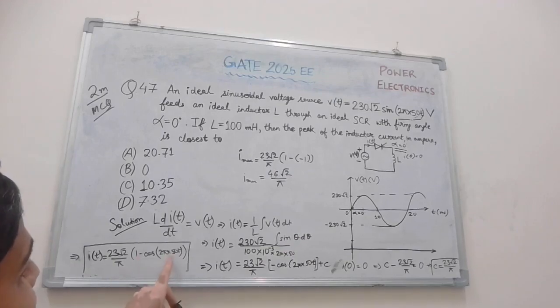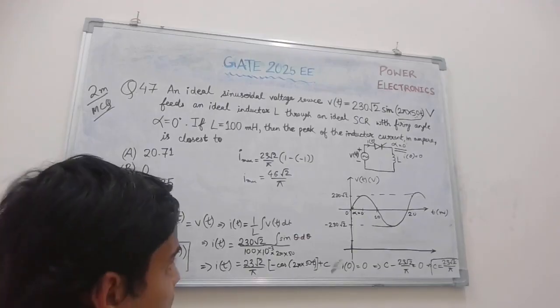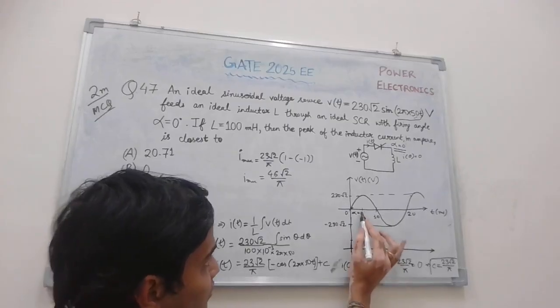At t equal to 0, this will be 0, and when t equal to pi, this will be the maximum value. Right? So somewhat it will be like this.